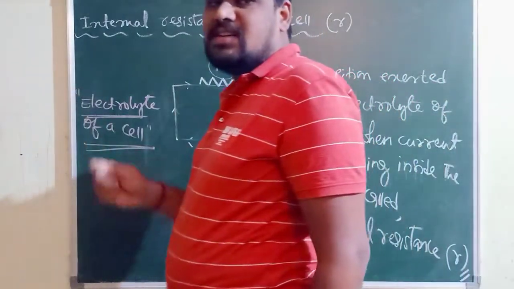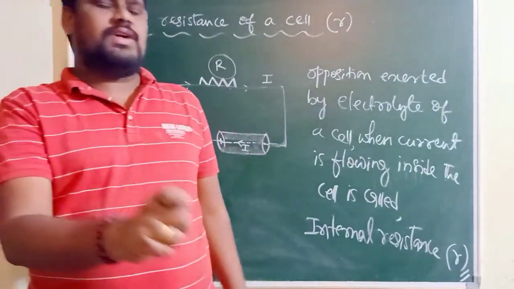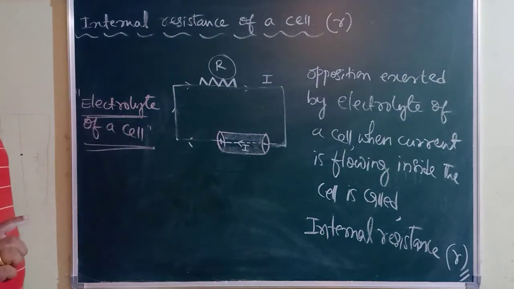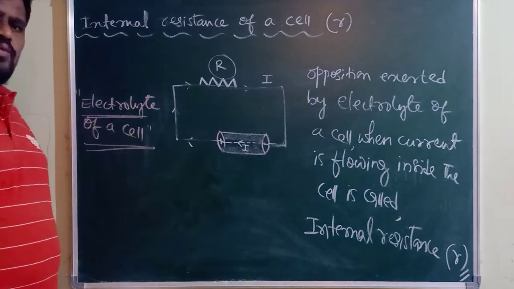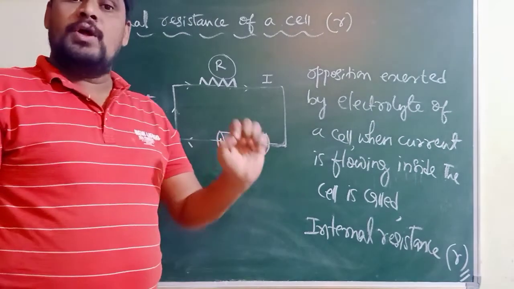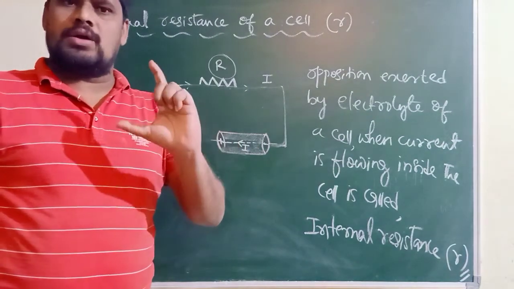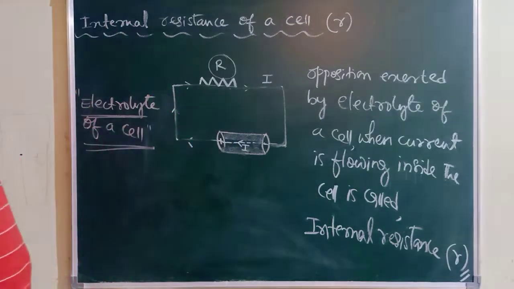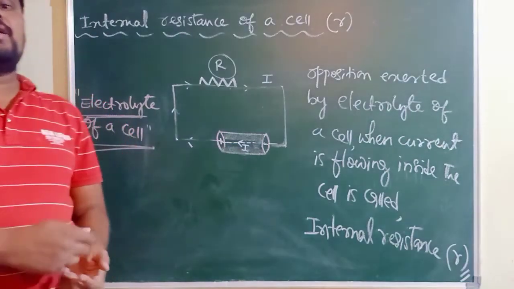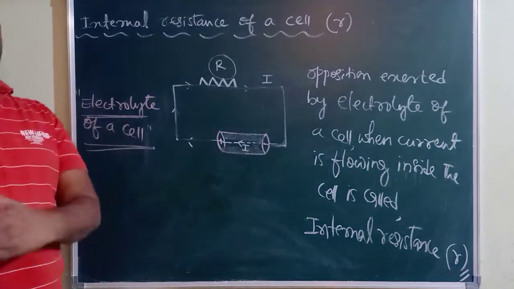Therefore it is desired to have a less value of what? Internal resistance. Whatever the type of cell you consider, it is desired to have a minimum value of internal resistance. Internal resistance should be very much minimum. Then on what factors does the internal resistance of a given cell depend?